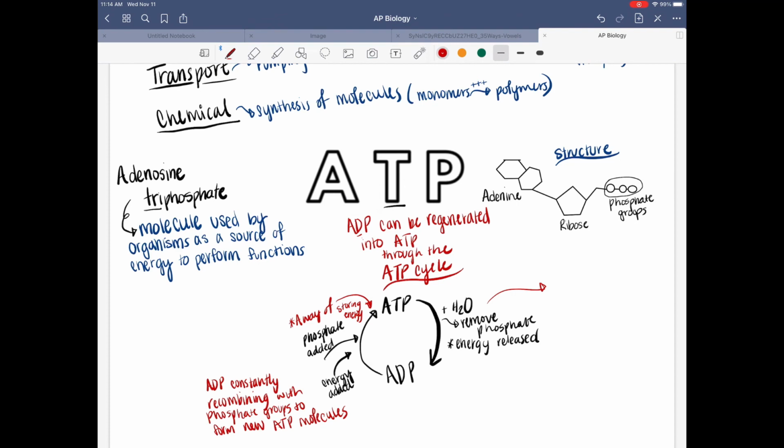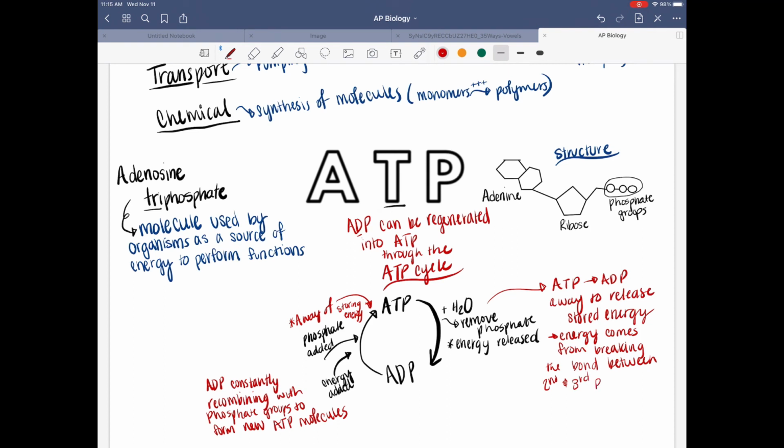Now, when we are going from ATP into ADP, this is a way for our cell to release that stored energy. The energy comes from the hydrolysis, the breaking of that bond between the second and third phosphate group by the H2O molecule. And remember, that was the process of hydrolysis, and we looked at hydrolysis back when we did unit 1 as well.